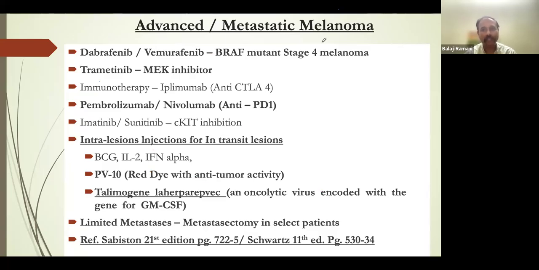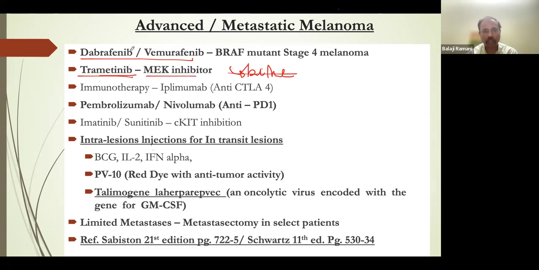So advanced metastatic melanomas, what is the management of a stage 4 melanoma? As I already mentioned, it is going to be dabrafenib, vemurafenib as BRAF inhibitors, and trametinib and another drug called cobimetinib, C-O-B-I-M-E-T-I-N-I-B. I'm sorry, I'm just writing it, I don't have a pen with me. So cobimetinib, the metinib is the same. That is another MEK inhibitor which can be used.